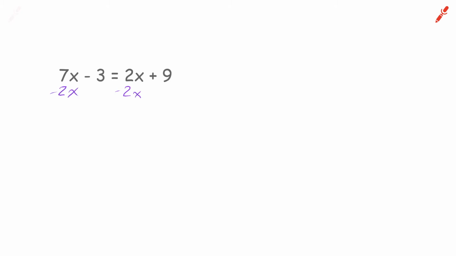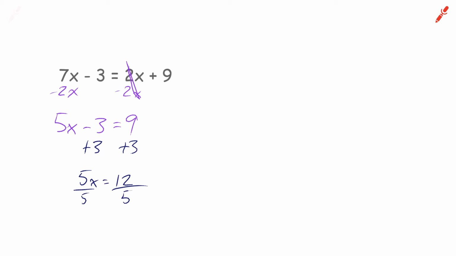Minus 2x. These two x's cancel. 7x minus 2x, 7 minus 2 is 5. 5x minus 3 equals 9. Alright, so now I need to solve for x. I go ahead and add 3 to both sides. 5x equals 12. Divide by 5, divide by 5. x equals 12 over 5.